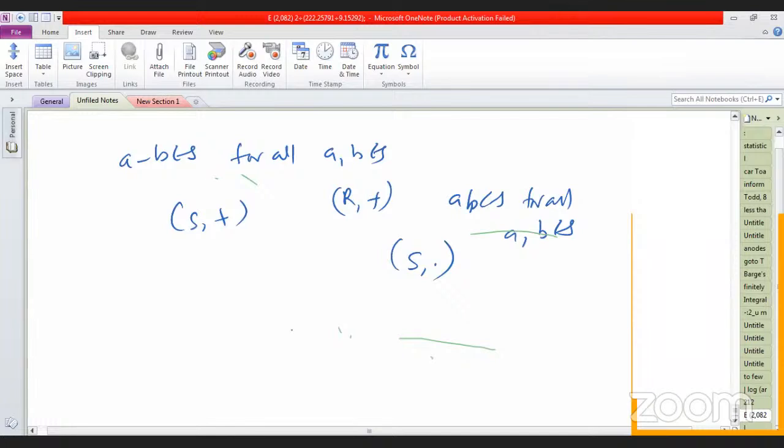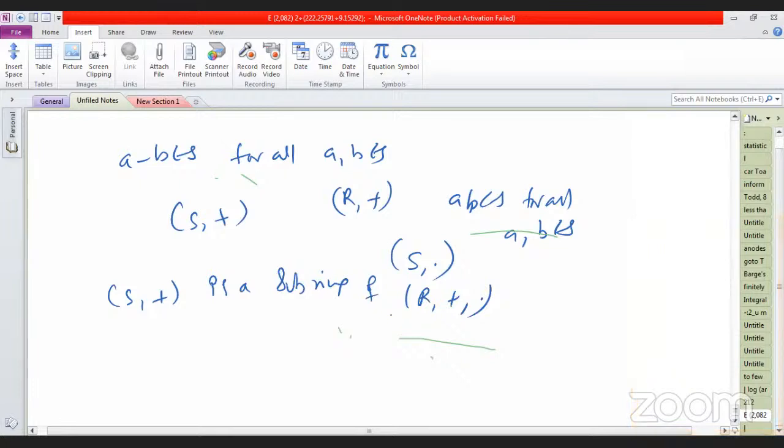So S comma plus is a subring of R comma plus comma dot. Why? Because addition and multiplication are the same. 2 into minus 3 is minus 6, 3 into minus 2 is minus 6. 2 plus 3 is 5, 3 plus 2 is 5. 2 minus 3 is minus 1. And addition and subtraction, division should not be possible. Am I correct?